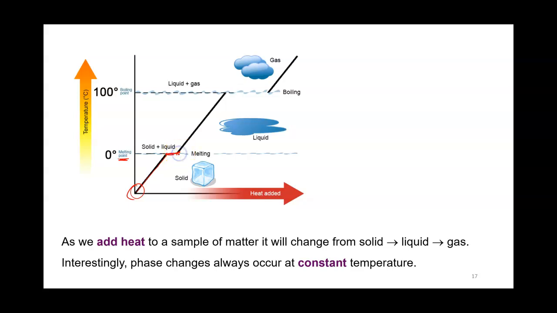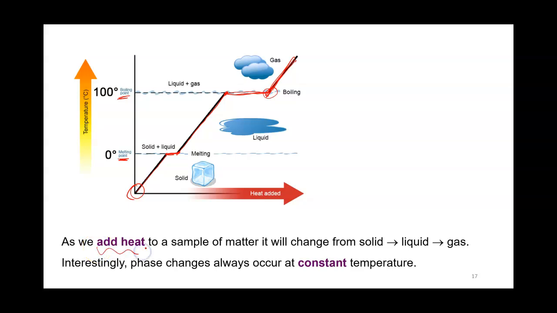Once my sample has been 100% melted, as I add heat, the temperature will rise again. That is, until we get to the boiling point of water. At that point, as I add heat, instead of the temperature rising, what happens is our sample boils or evaporates. Once all of my sample has been turned into gas, if I continue adding heat, the temperature will start rising again. So, a couple of things here to take note of.